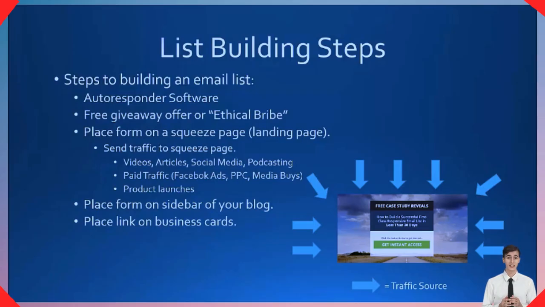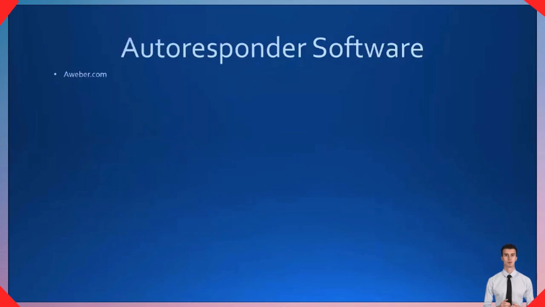So envision this picture here. We already talked about the basics of list building steps, and I just wanted to refresh your mind: autoresponder software, free giveaway offer or ethical bribe, place the form on a squeeze page known as a landing page, send traffic to that squeeze page, everything from product launches, paid traffic through Facebook ads, pay-per-click, media buys, and you get the idea. But each one of these blue arrows, even a form on your sidebar or a link on your business cards, is a traffic source that's sending people to opt into your list. If you've focused very, very hard on list building, you're going to be very happy with the payoff at the end of the day. So here's some basics for autoresponder software.